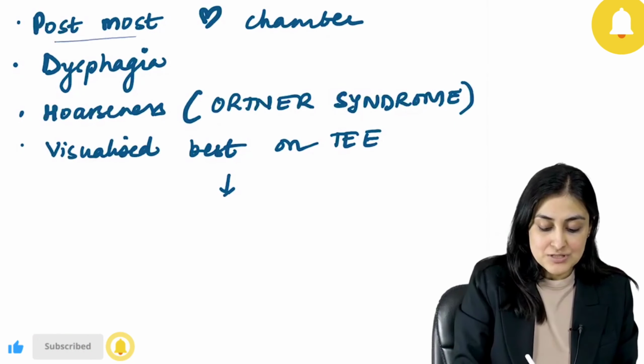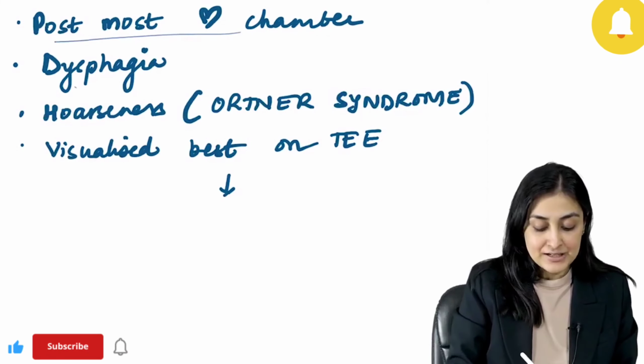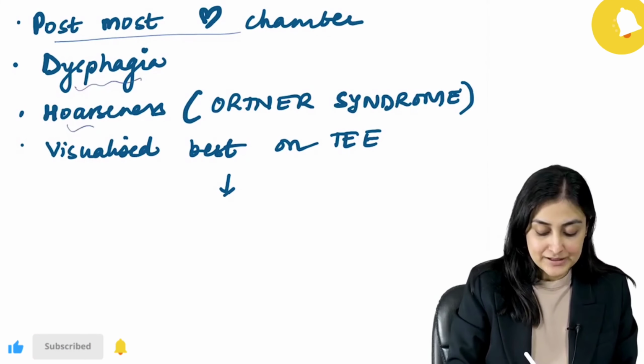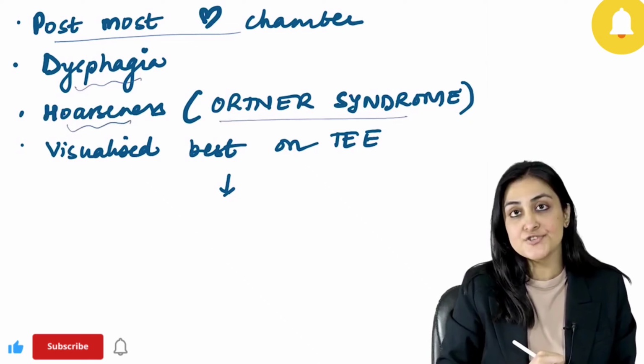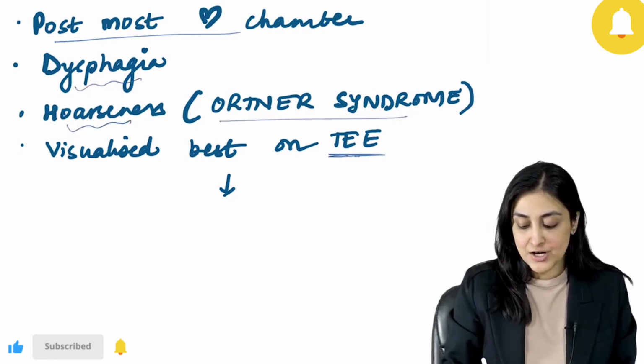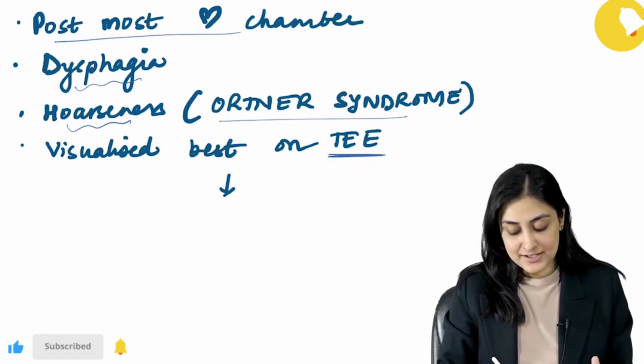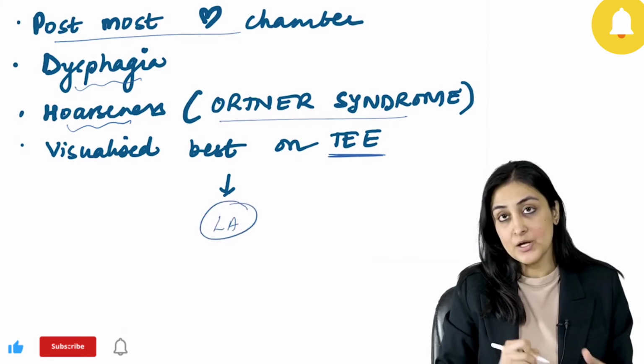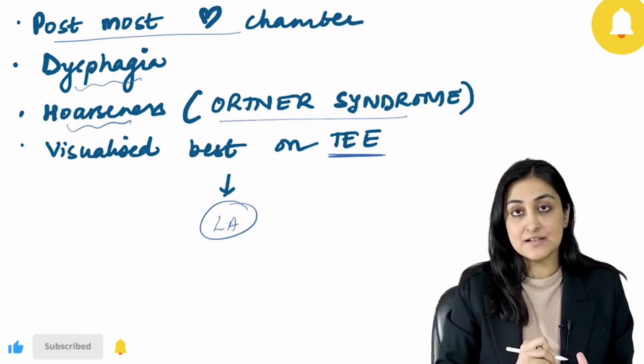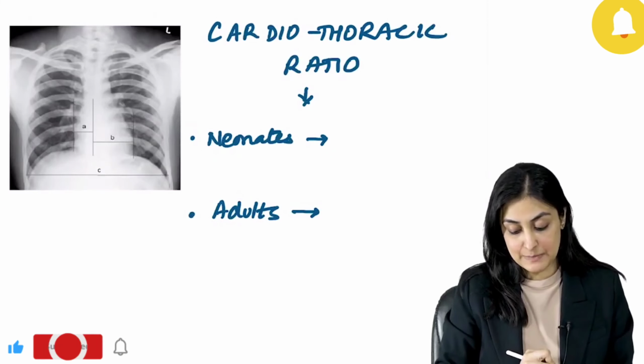On the other hand, which is the posterior most heart chamber, if enlarged, can lead to dysphagia, can lead to hoarseness, called the Ortner syndrome, and is visualized best on a transesophageal echo, because through the posterior mediastinum we are looking at that chamber. It's left atrium, right? So left atrium is your posterior heart chamber. Remember that fact, very important.